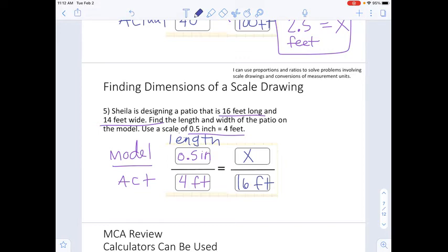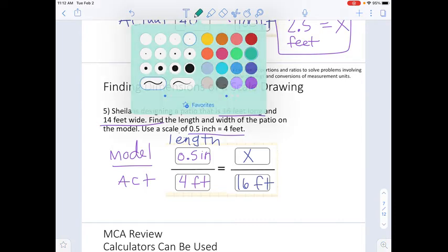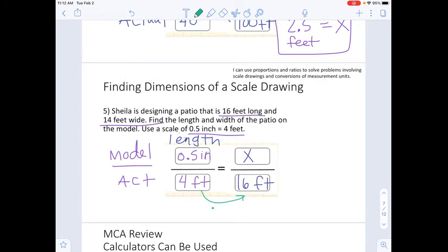Okay, and again, we still see this consistency in this proportion, inches over feet, inches over feet. We can cross multiply, we can multiply up and down. What I'm going to do here is I see that on the denominators, 4 times 4 is 16. So I'm going to do that same thing to the numerators. I'm going to multiply 0.5 by 4, and that would be 2. So the length equals 2 inches. Remembering that my model is represented in inches.